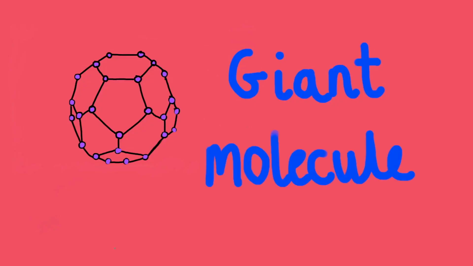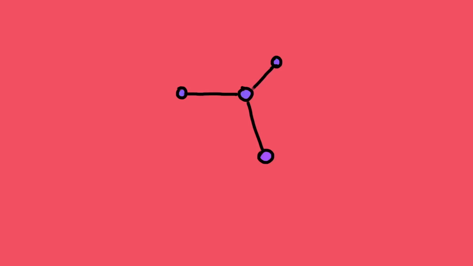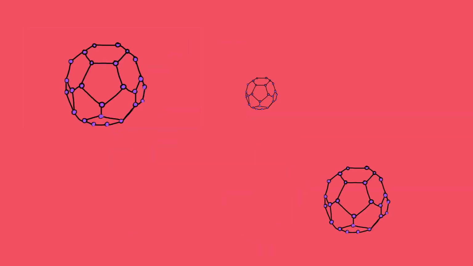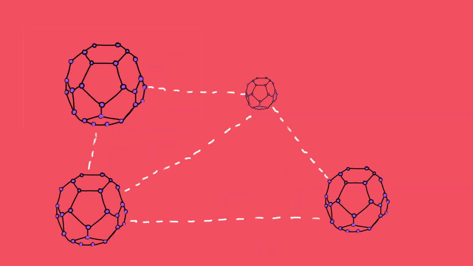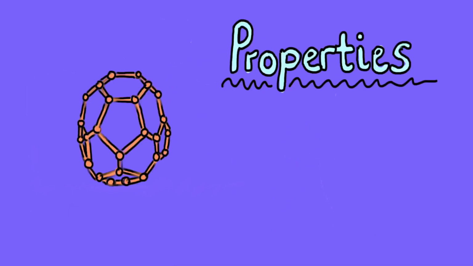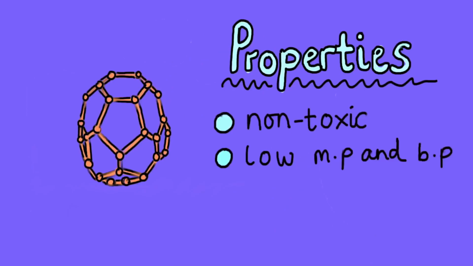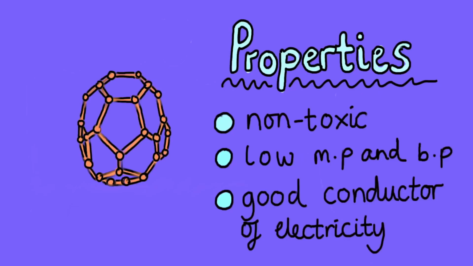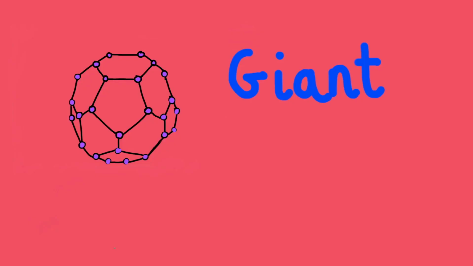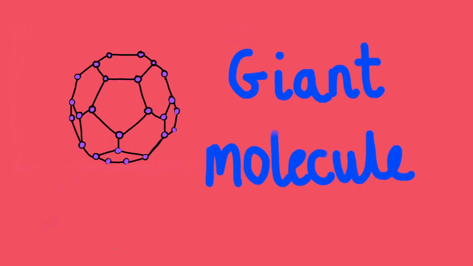Because the fullerenes are made up of specific numbers of carbon atoms, we can describe them as being giant molecules. In Buckminster fullerene, each carbon atom is covalently bonded to 3 other carbon atoms, and in between the molecules there are weak intermolecular forces. In terms of properties, Buckminster fullerene is non-toxic, it has a low melting and boiling point, and it is a good conductor of electricity.